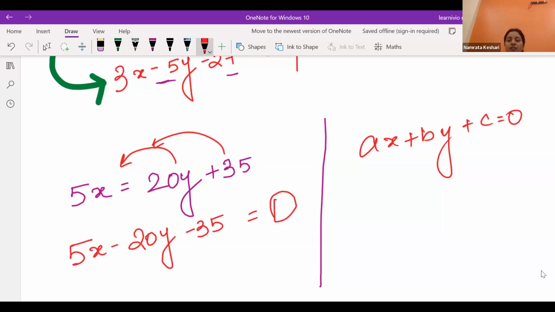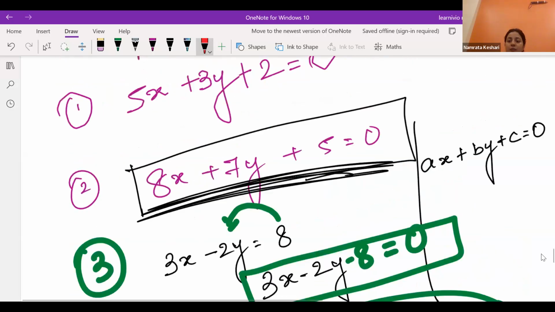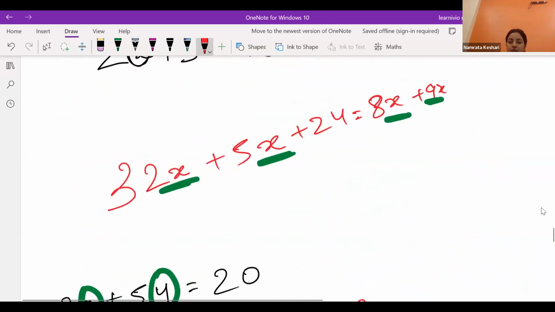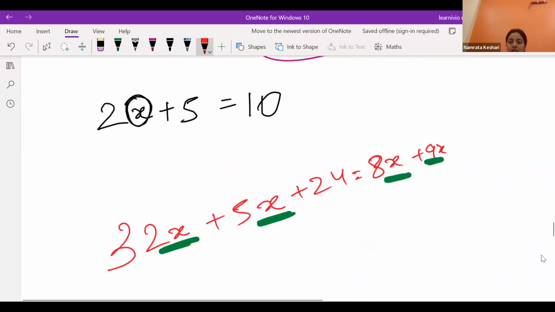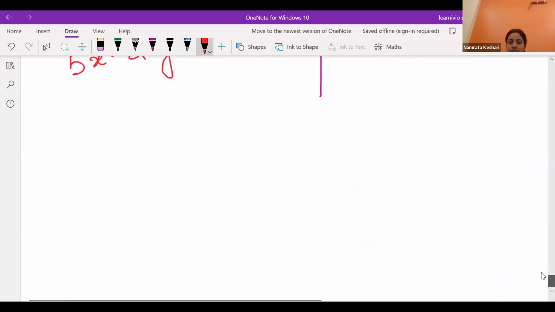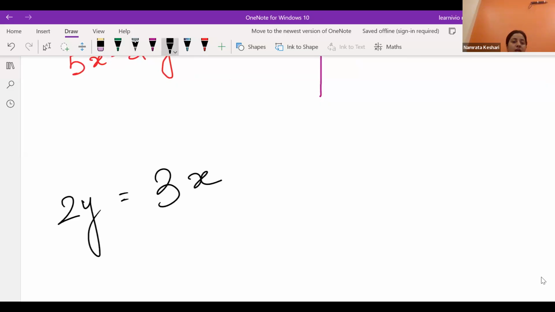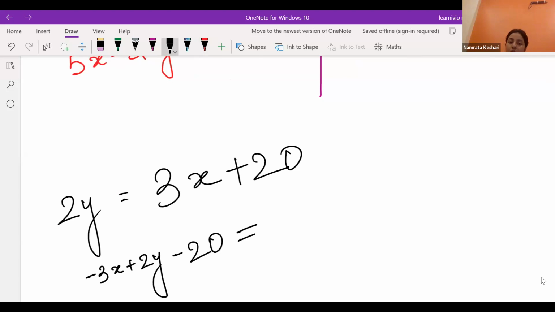Okay, let's do a few more examples of writing a linear equation in two variables in standard form. Suppose we are having 2y is equal to 3x plus 20. You can take everything on one side and write it in standard form. So you can write it as minus 3x plus 2y minus 20, and you have to maintain 0 on one side, and this is the linear equation. The linear equation we have written is in standard form.